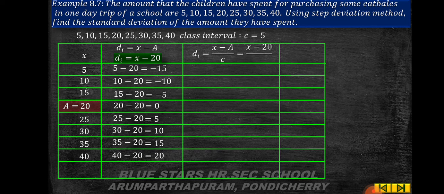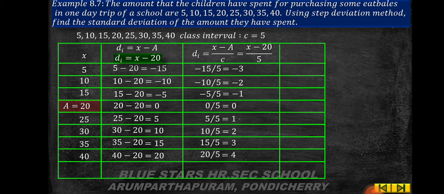Then di is equal to (x minus A) by c, which is equal to (x minus 20) by 5. Here c is the class interval. So minus 15 by 5 is equal to minus 3. Minus 10 by 5 is minus 2. Minus 5 by 5 is minus 1. 0 by 5 is 0. 5 by 5 is 1. 10 by 5 is 2. 15 by 5 is 3. 20 by 5 is 4.